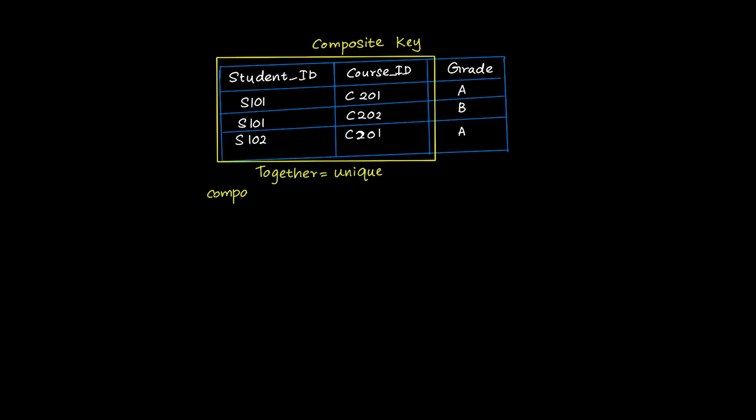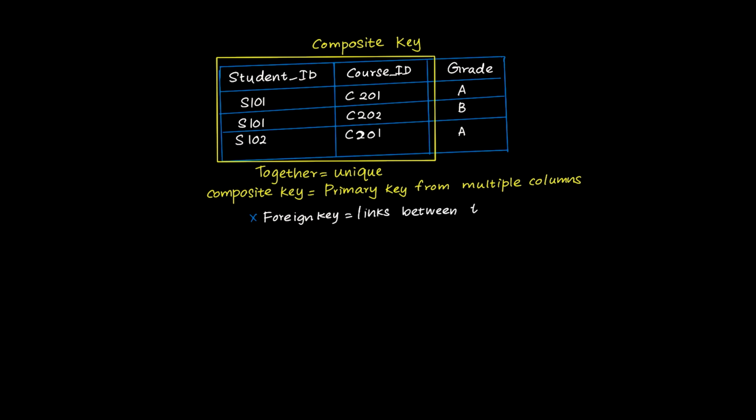A composite key is a primary key built from multiple columns of a table. Neither column alone guarantees uniqueness, but together they do. A foreign key references another table's primary key. That's about linking tables, not about combining columns for uniqueness within one table. Administrative key isn't a real database term. Neither is metadata key. Metadata is data about data, not a key type.